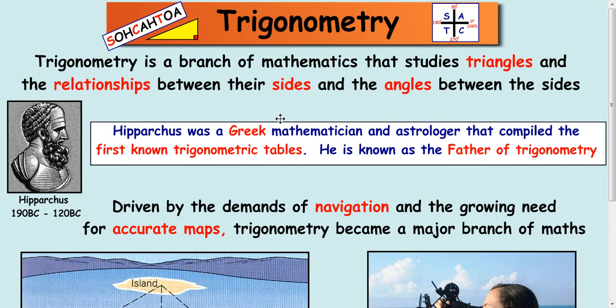In this lesson we're going to look at the introduction to trigonometry. Now trigonometry, as it says up here, is a branch of maths that studies triangles and the relationship between the sides and the angles. In this section we're only going to deal with right angle triangles, so in that sense it's quite similar to Pythagoras.